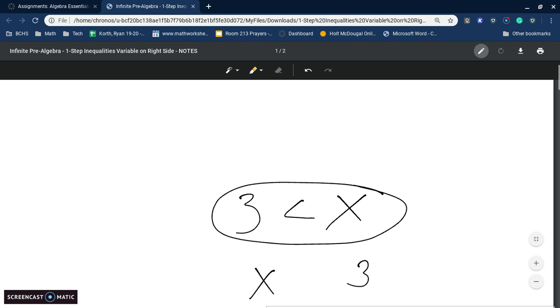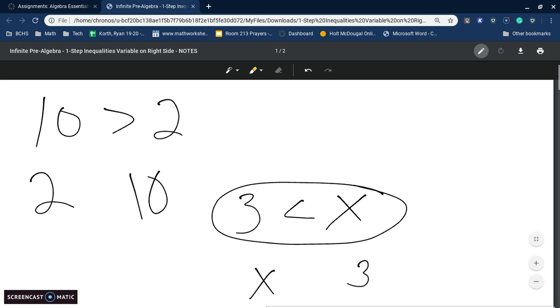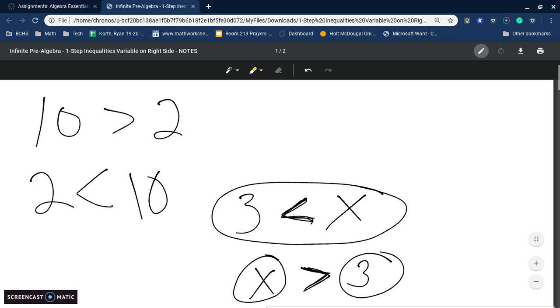Think to yourself for a moment, if I have 10 is greater than 2, and I want to write 2 over here and 10 over here, can I still use a greater than sign? Obviously not, because 2 is less than 10. So if 3 is less than x, that means x is greater than 3. Notice how we're still pointing the small part, or the pointing part, towards the 3 either way. That's what we're looking at. So if you flip where the variable is and where the number is, the inequality has to change direction. And you need to have the variable on the left side in order to graph it correctly.